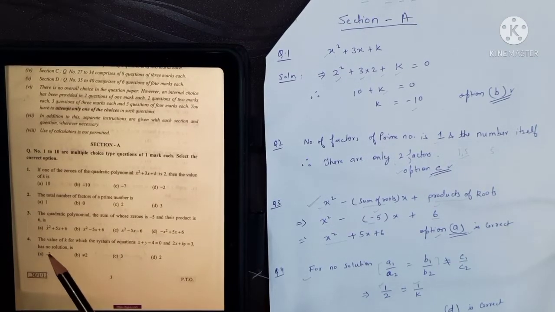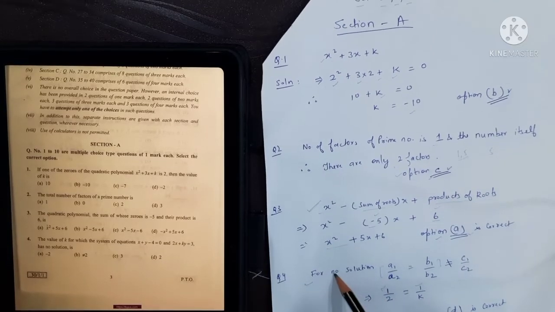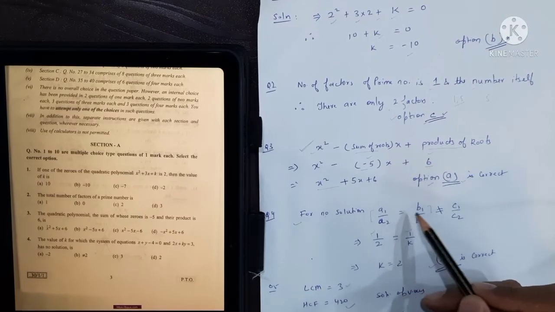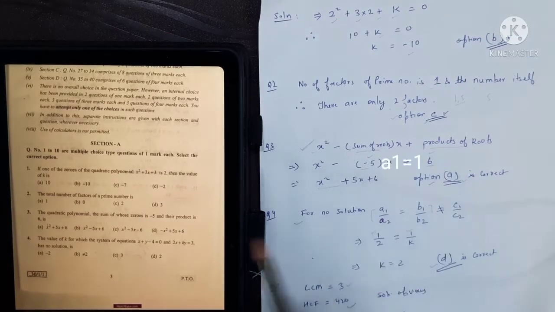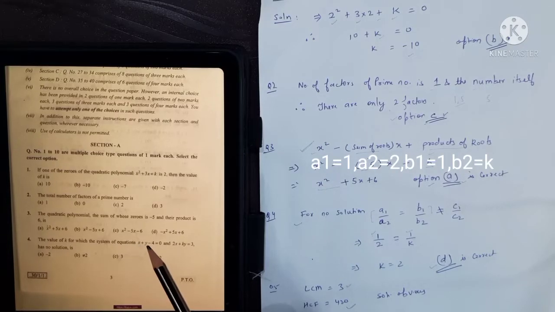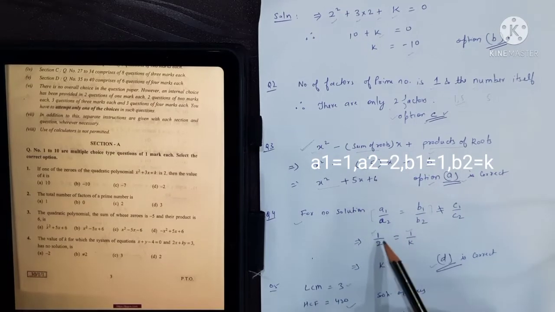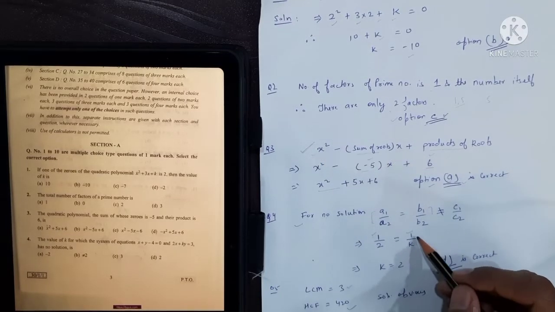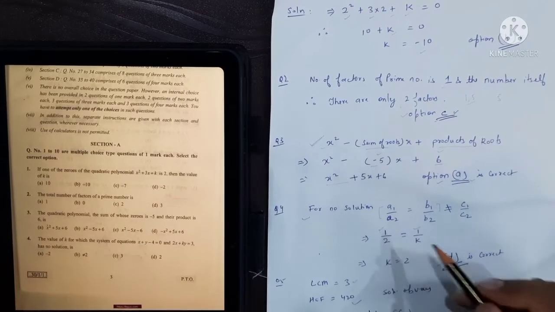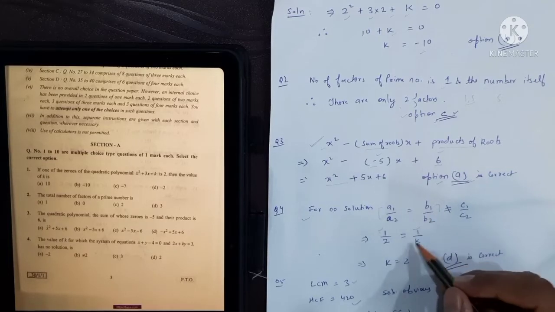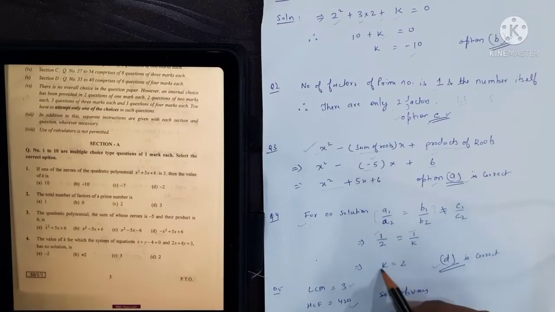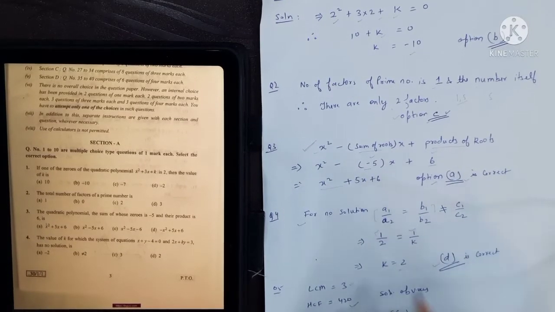For question number 4, for no solution we have a condition as a1 upon a2 is equal to b1 upon b2. For a we have 1 and b1 we have as 2. So substitute b2 is k, and therefore we are substituting a1 upon a2 and b1 upon b2. So we get 1 by 2 is equal to 1 by k, for which we can see the value of k comes out to be 2. So option D is correct.